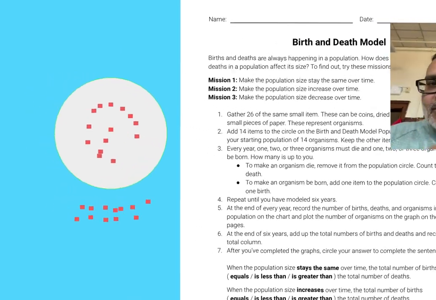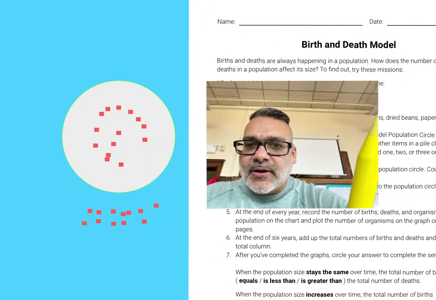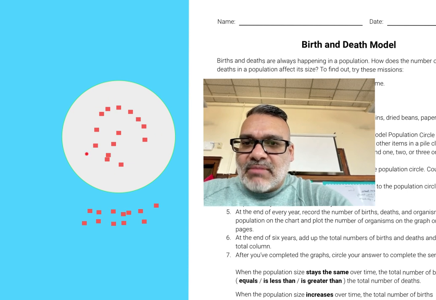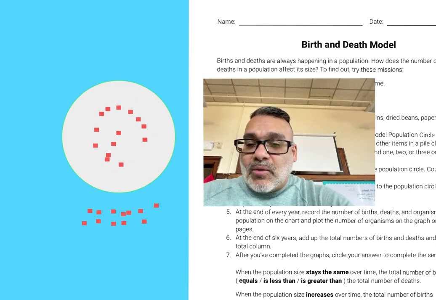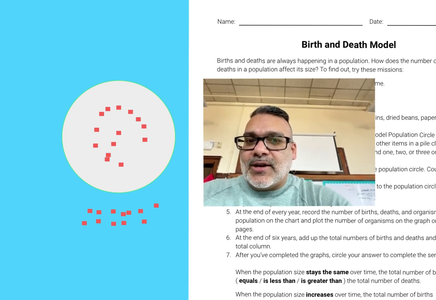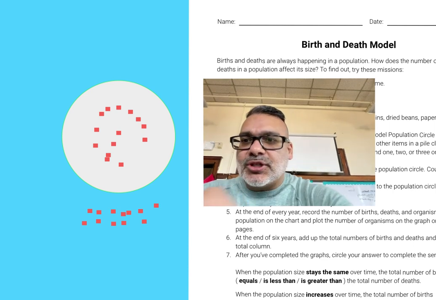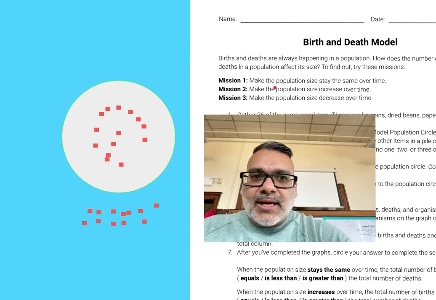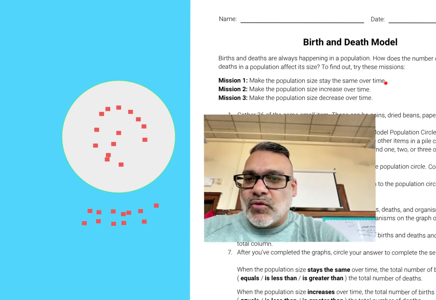So here on the side, and I'll move myself over here so you can see. These are the 14 organisms that I have in my population. Now, my first mission, if you see here in my missions, is to make the population size stay the same over time.